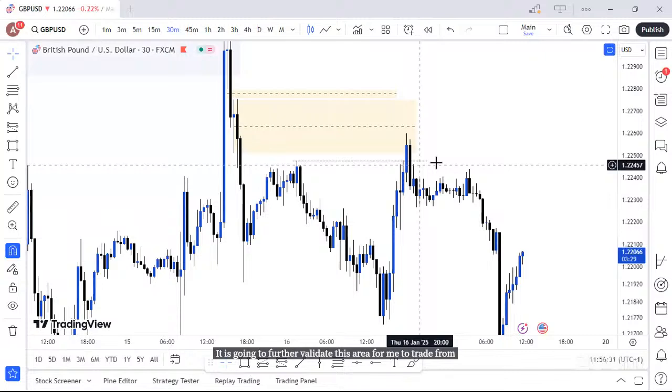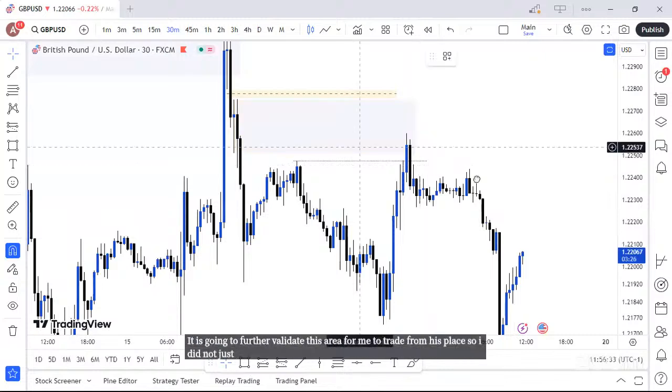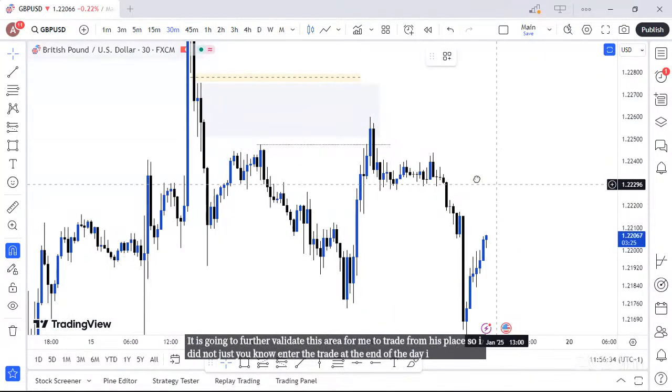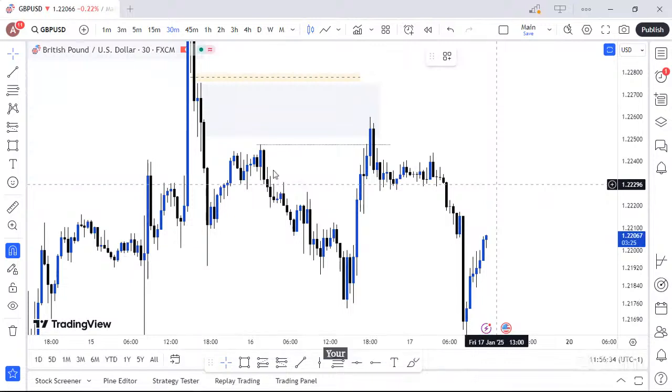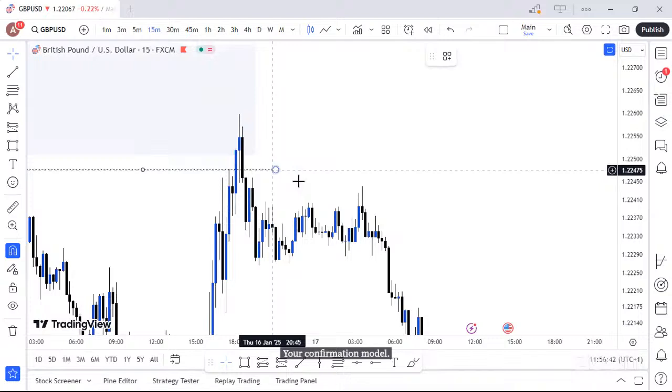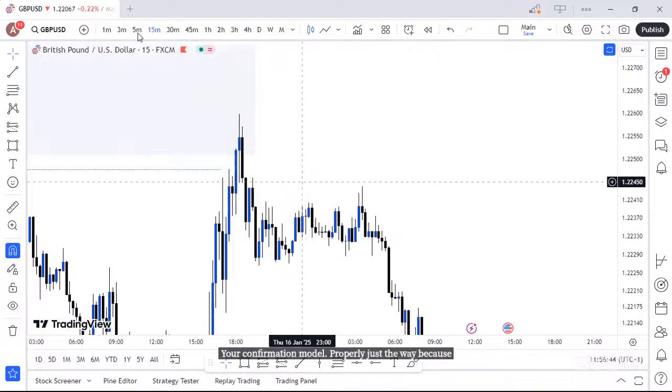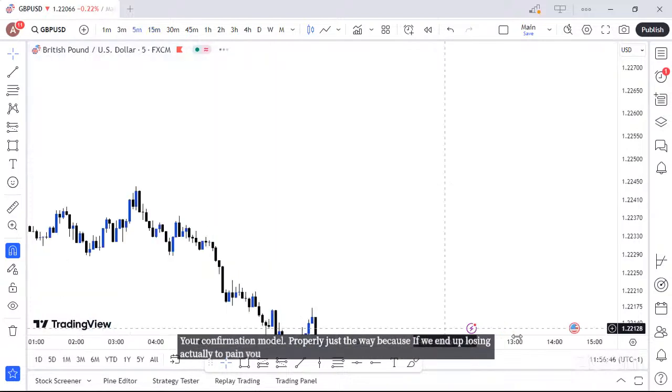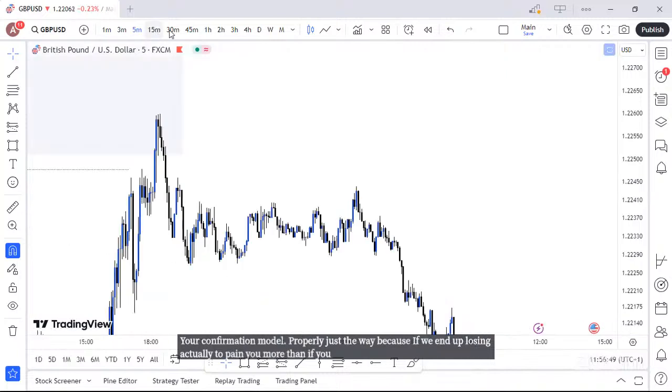So I did not enter the trade at the end of the day. I just allowed it to play out. Some trades will play out without you. If you don't have your confirmation model properly, just stay away, because if you end up losing that trade, it will pain you more than if you did not take it at all.